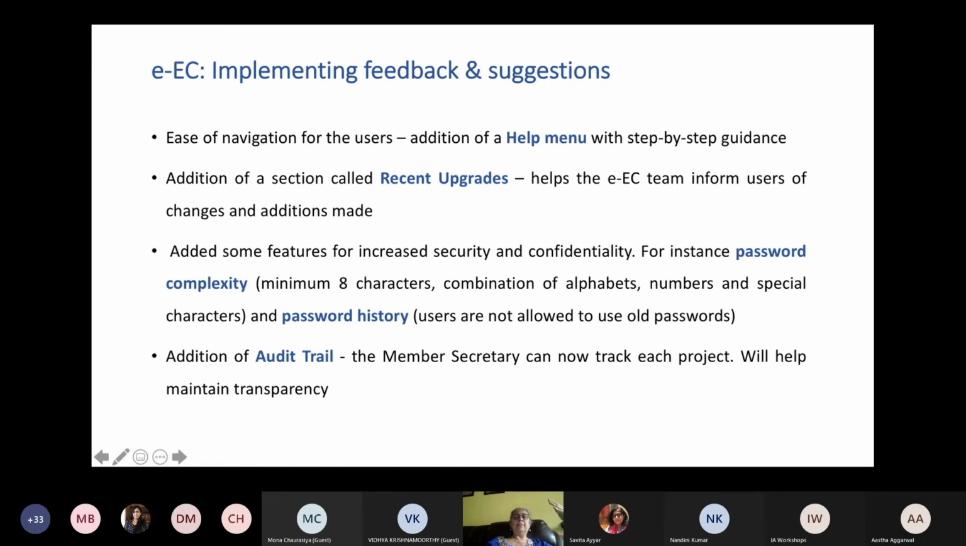We've added a help menu which gives you step-by-step guidance. Addition of a section named recent upgrades helps the EEC team inform users of the changes and additions made. Added some features for increased security and confidentiality, for instance, password complexity and password history. And there is an addition of audit trail. All this will be useful if any auditing agency comes. When the NABH came, for example, to my institute, it was very good because they were able to go back and audit everything that the EEC had done.